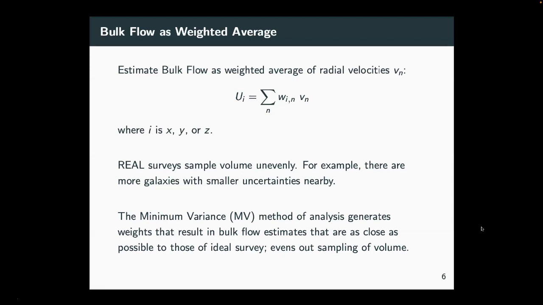So I've developed this method called the minimum variance method that generates weights that estimate the bulk flow in a way that's as close as possible to what it would be for an ideal survey. So if I have this collection of galaxies in my volume and they're unevenly distributed throughout that volume, the information is unevenly distributed. We also account for the differing uncertainties of the galaxies. Then it will essentially even that information out and get you as close as possible to what you would get if you actually had an ideal survey.